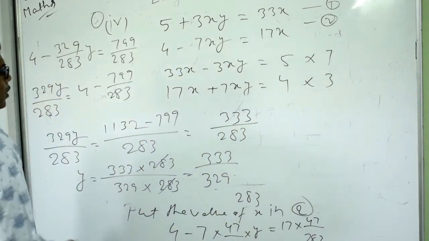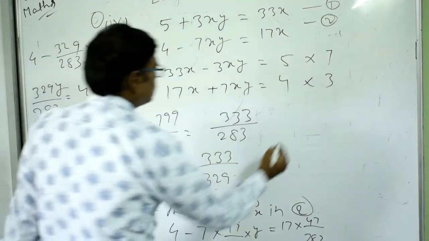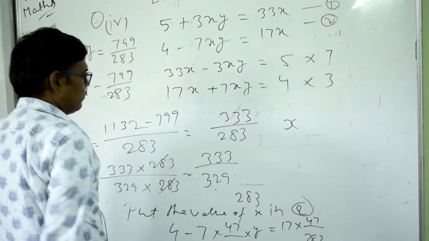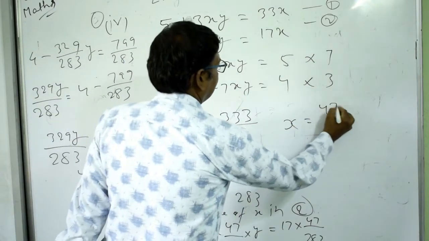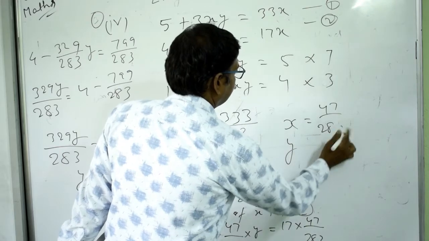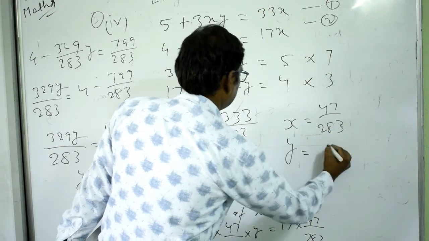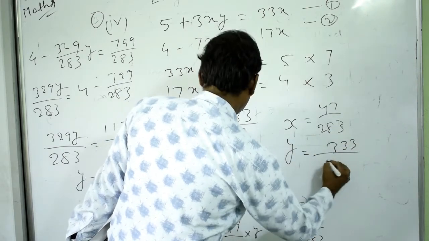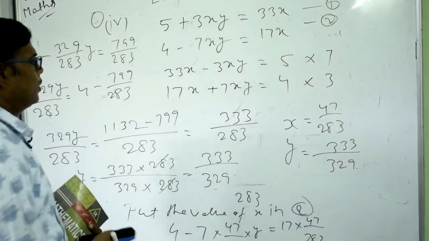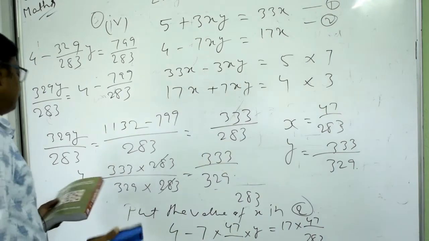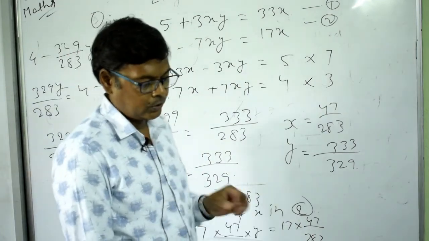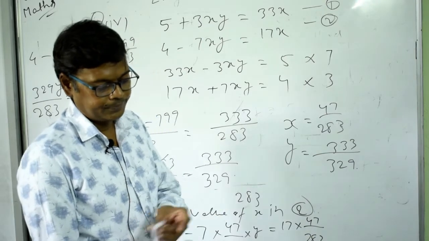So we have got the value of x and y. Here x equal to 47 by 283, and y equal to 333 by 329. So this is the answer of this question. Now move on to the next question. Now I will explain to you the method of comparison.